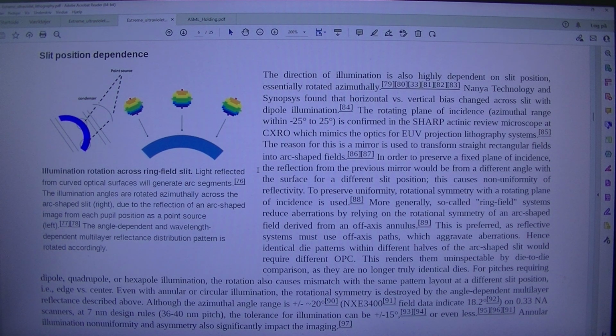a different angle with the surface for a different slit position. This causes non-uniformity of reflectivity. To preserve uniformity, rotational symmetry with a rotating plane of incidence is used.